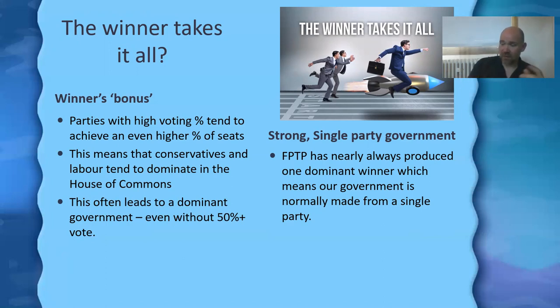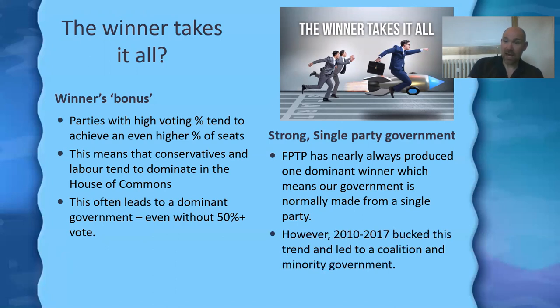However, then 2010 came along and the 2015 election and the 2017 election. And actually in 2010, we got a coalition. In 2015, there was a small majority. And in 2017, there was what we call a minority government, which means no party had an overall majority. And it's actually this time period, 2010 to 2017, that has made people question whether first past the post really does produce strong single-party government. It nearly always has in history, but we had 3 general elections in a row where it didn't.